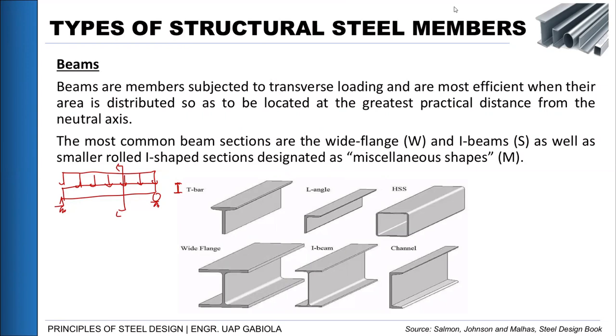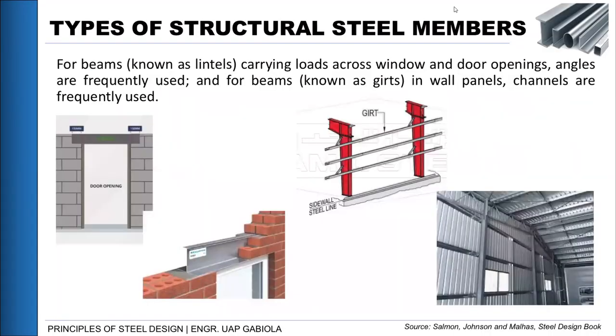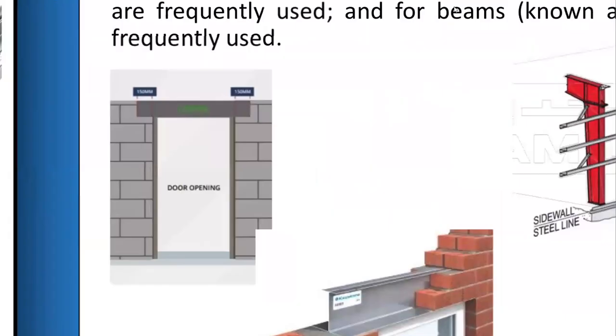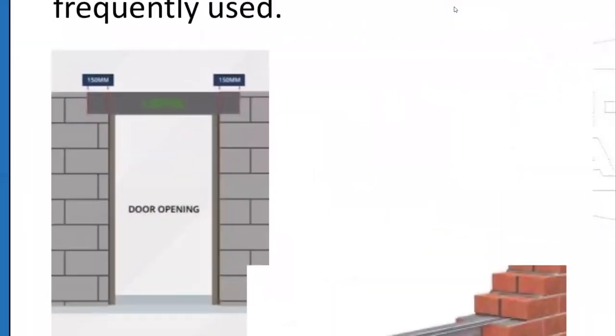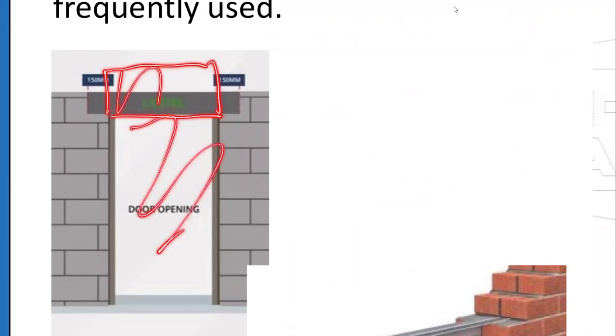So for beams known as lintels, carrying loads across window and door openings, angles are usually used. And for beams known as girts, in wall panels, channels are frequently used. Maybe you have been wondering how the member over our doors works. Usually there are hollow blocks and plaster on them. Sometimes we wonder how this portion is carried if this area is hollow.